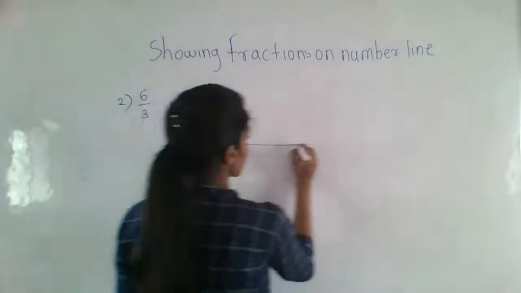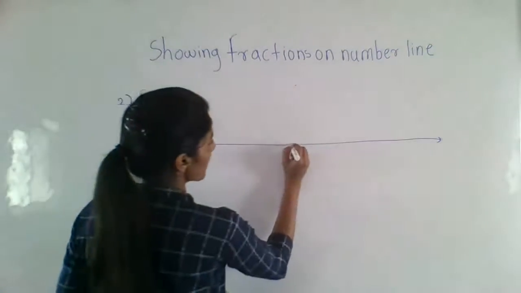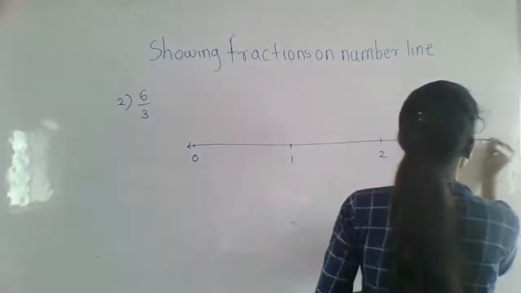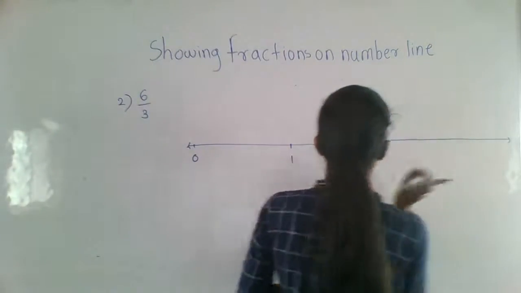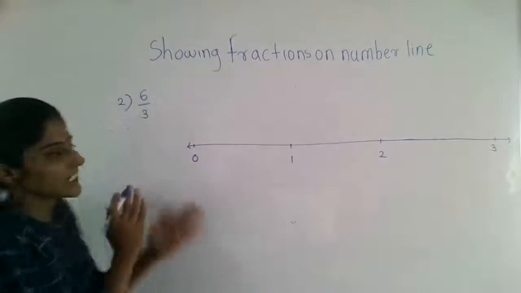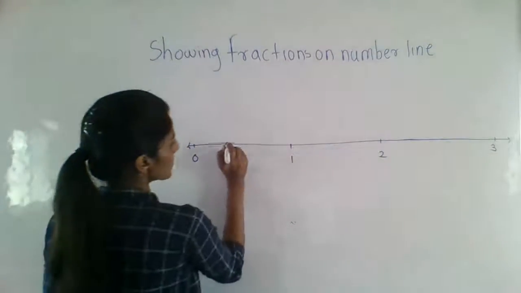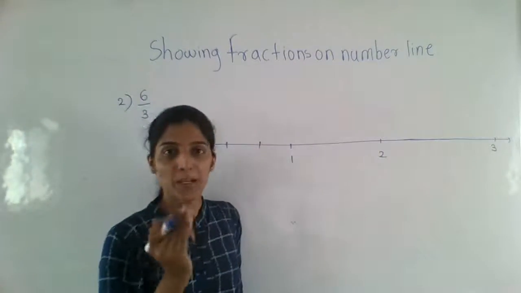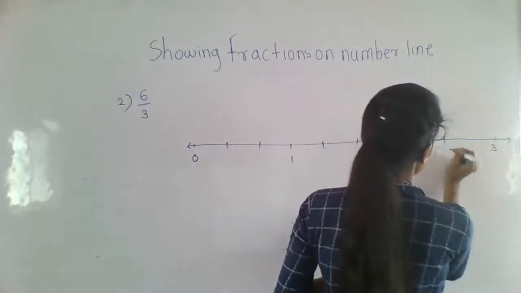Okay, so let's start it. That is our 0. Suppose it is our 1, it is 2, and it goes forward, suppose up to 4. Here is our 3. Then we have to split each unit into 3 parts. Why? Because the denominator is 3. So split 1, 2, 3. There are 3 equal parts here, here also 3 equal parts, and here also 3 equal parts.